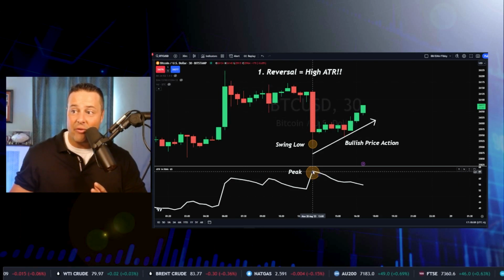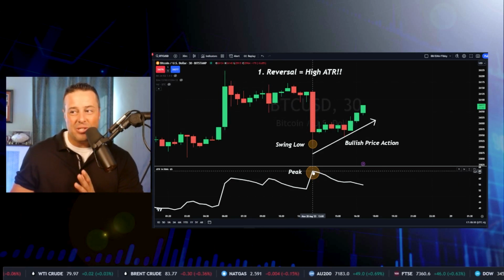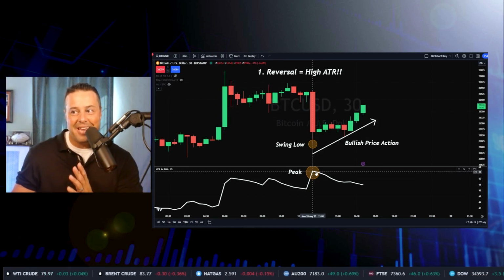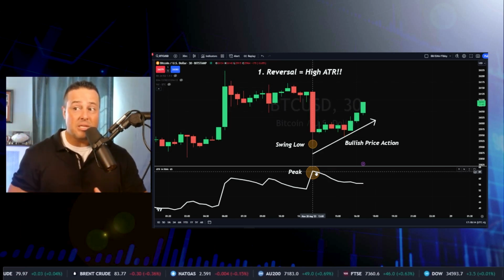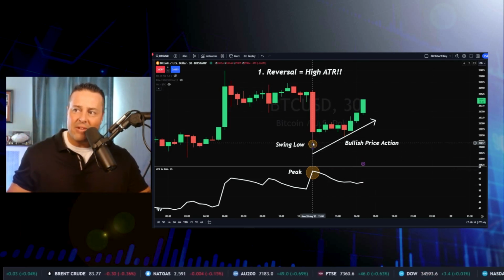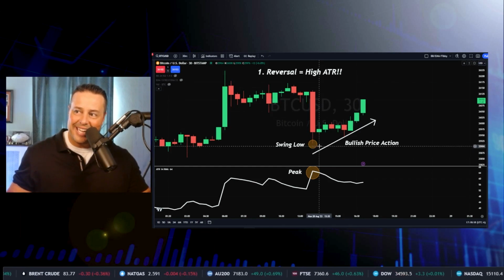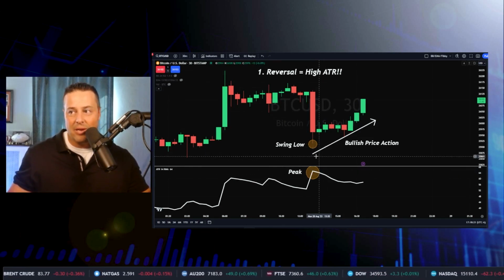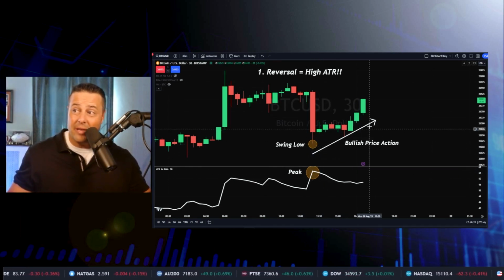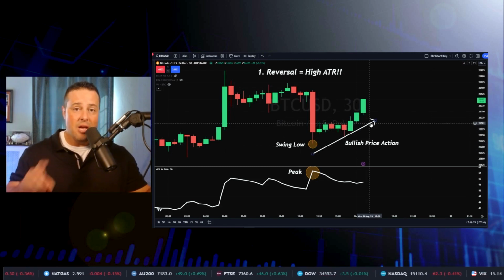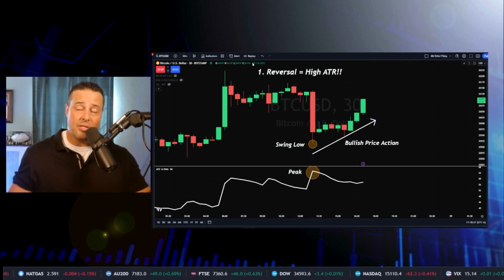It means that we saw an incredibly elevated level, and now as soon as we saw the ATR start to recede, that's a signal that potentially we could see the market change direction. Right here, we have a defined swing low, and since that swing low and really that peak in the ATR, that would have been a signal to buy the market and capitalize on bullish price action. So that's number one. That's how to trade a reversal using the ATR.